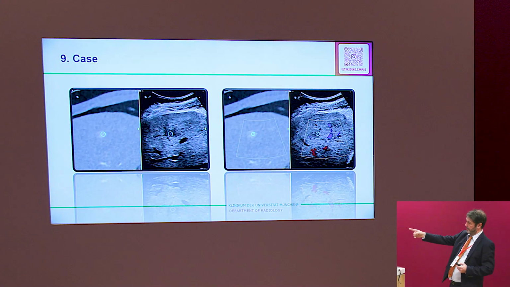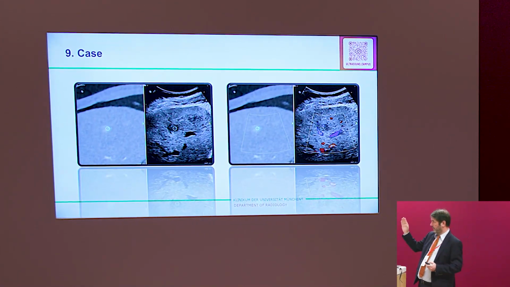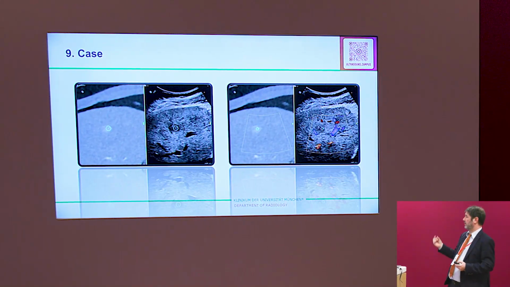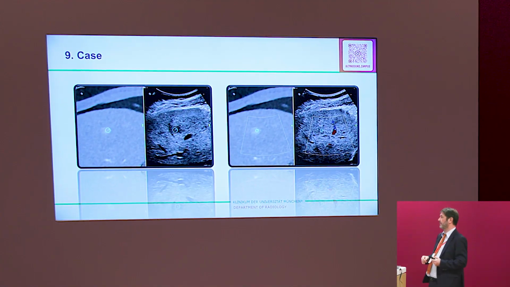You see the CT information, you see the blue circle. The circle is also transferred to grayscale and color Doppler. This lesion has a diameter of around 1 centimeter.